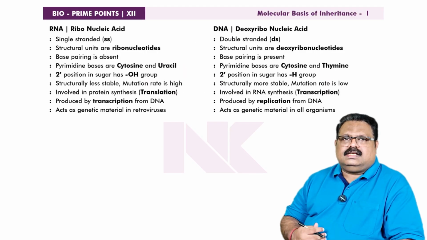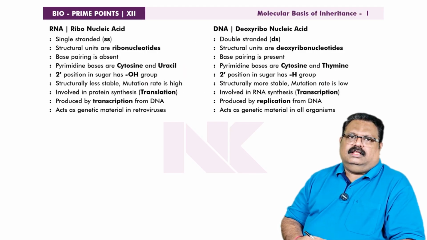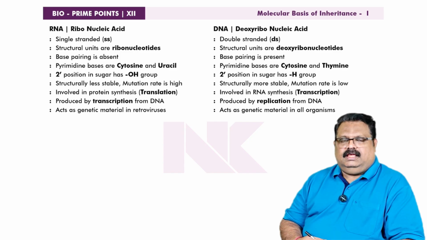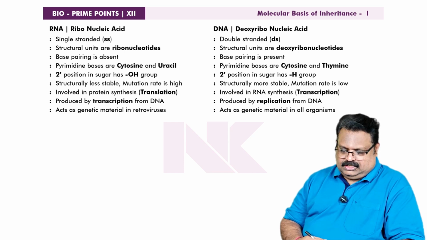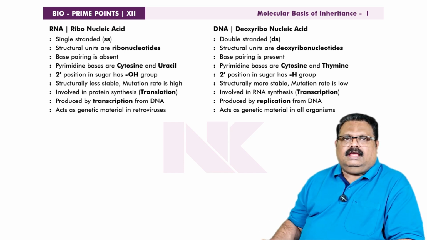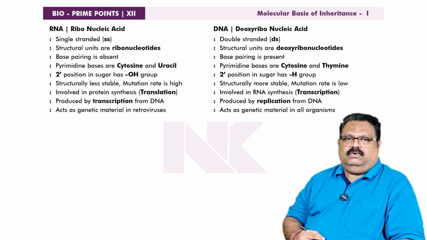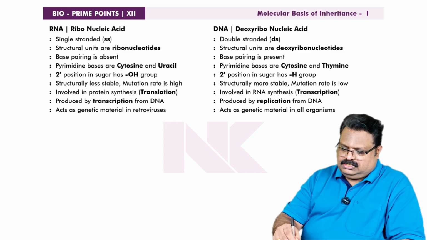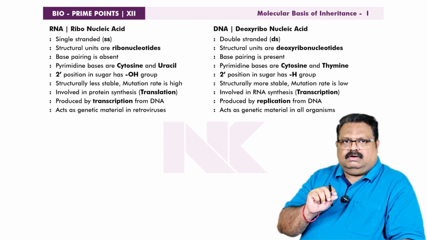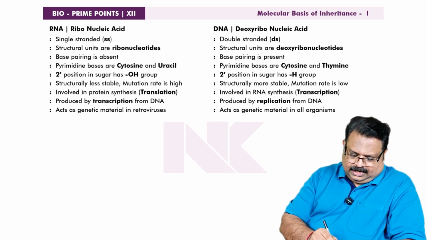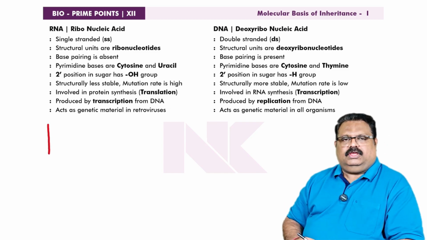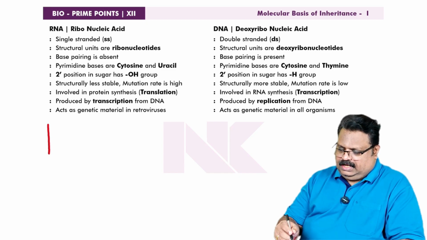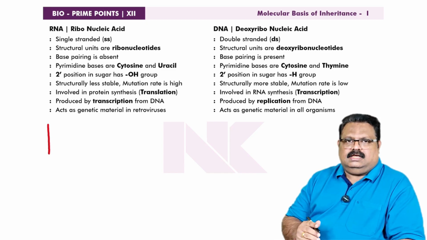Okay. Now we can discuss the differences between the 2 types of nucleic acids, namely ribonucleic acid or RNA, and deoxyribonucleic acid or DNA. First one, RNA. RNA is a single-stranded molecule. Single-stranded means it consists of one chain. That means like this, a single-stranded molecule. But in the case of DNA, 2 parallel strands are there.